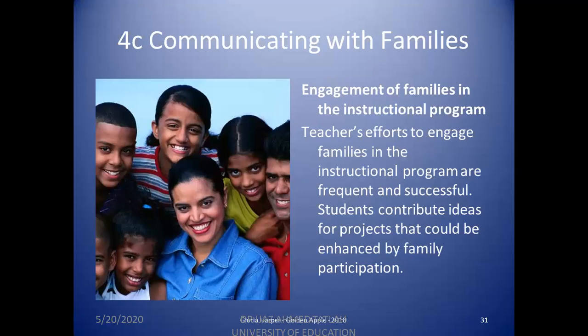4C, communicating with families. Again, in this diagram, you can see it's a very pleasing diagram. The students are happy with the teacher, I think. The teachers' efforts to engage families in the instructional program are frequent and successful. Students contribute ideas for projects, and that could be enhanced by family participation, because they have to invest, they have to provide the facilities to their kids towards the preparation of certain projects.